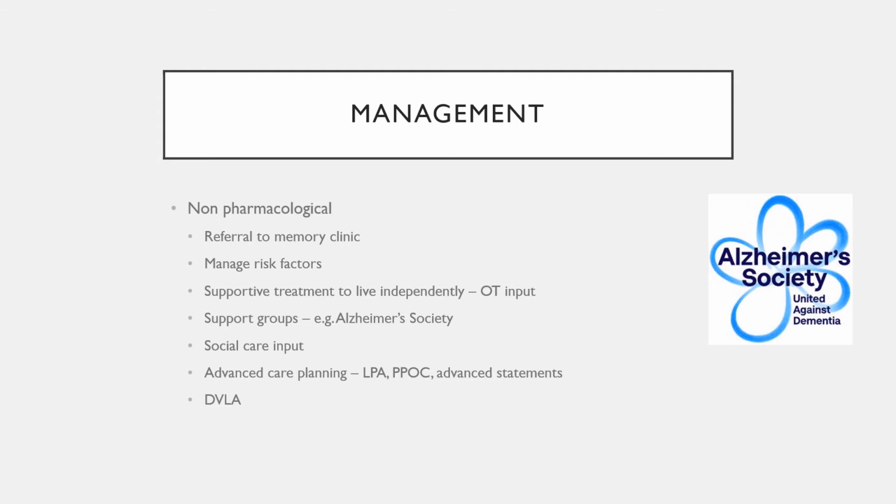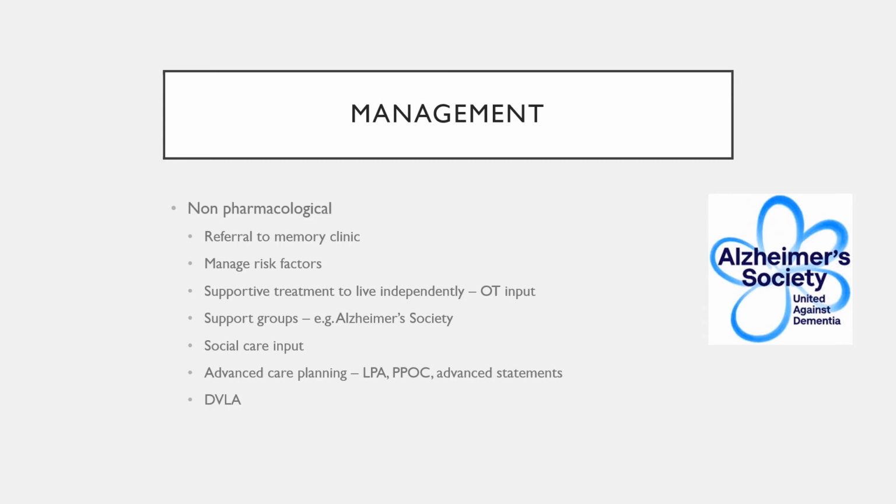And then in terms of function and their ability to live independently, you might consider therapy input, such as physio to get them more up and about on their feet and more safe at home, and OT to look at what devices can be put in place to help them live more safely. Support groups, such as those run by the Alzheimer's Society, can be useful not just for the patient, but for the family of the person living with dementia as well. You might need social care input in the form of a package of care, or even financial support and navigating benefits and carer's allowance and things like that.